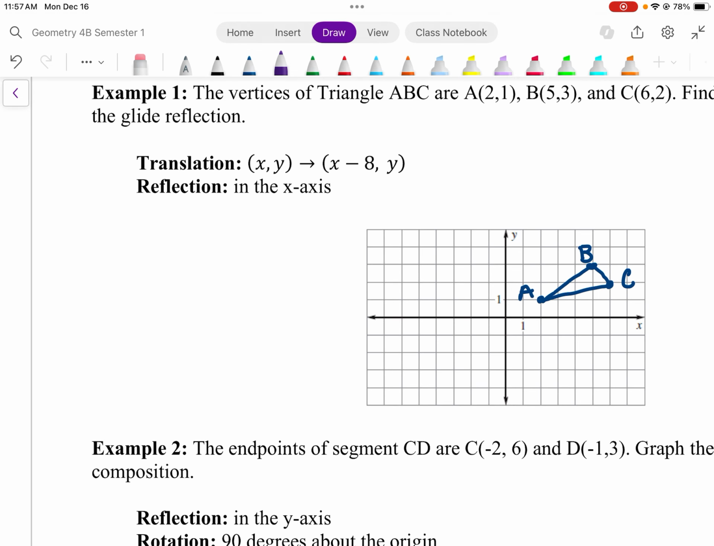When you're given more than one transformation, you are going to go in order. So first we're going to do the translation, and then with our new image, the A, B, C prime, we are then going to do the reflection next.